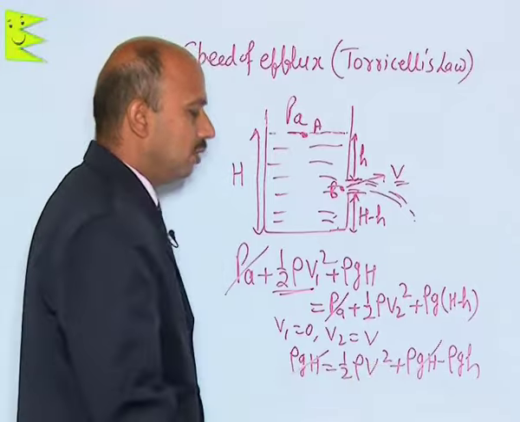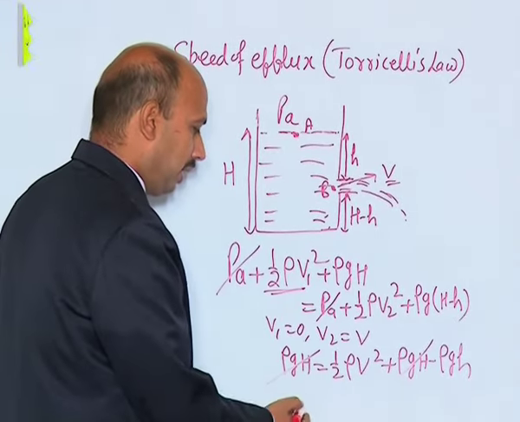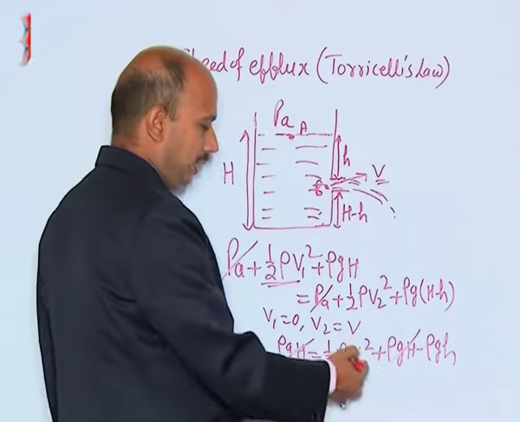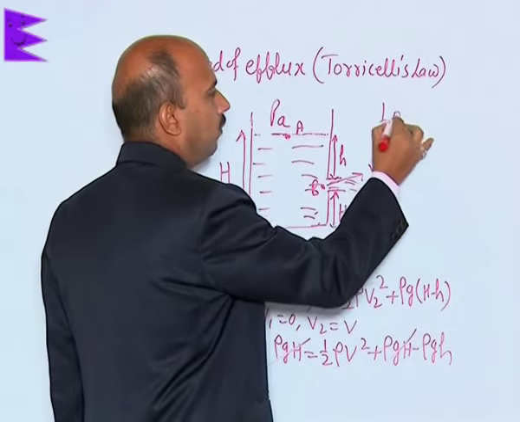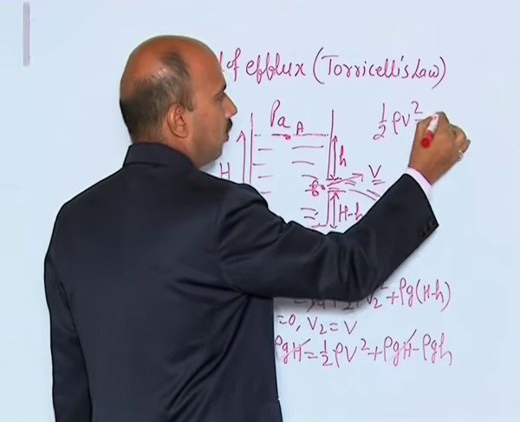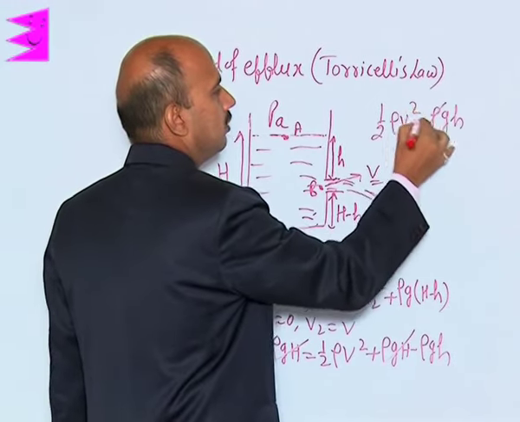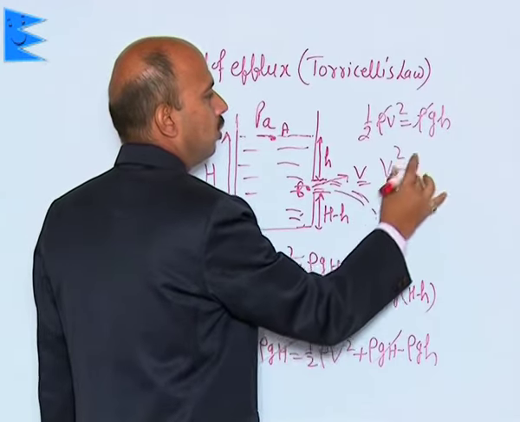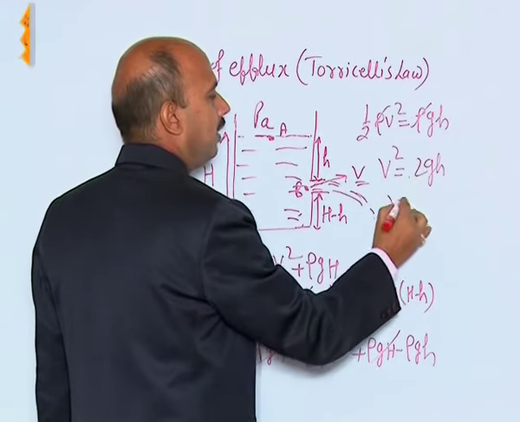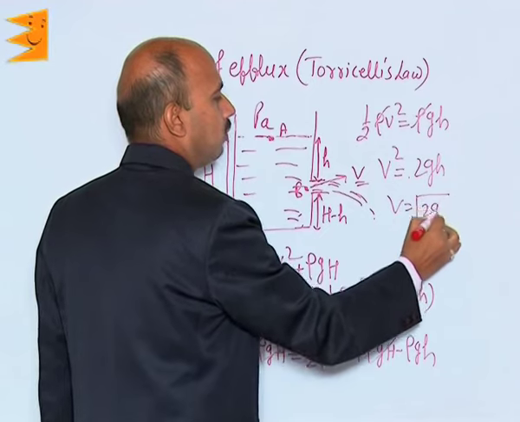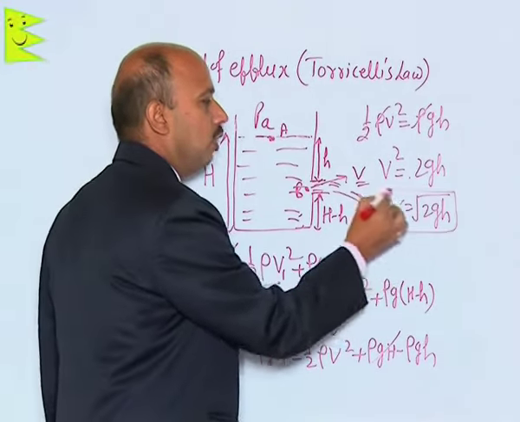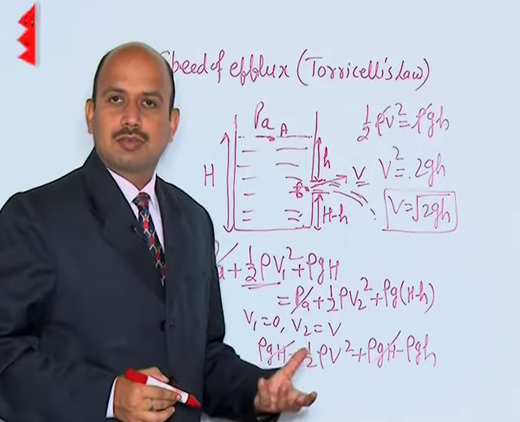This gets cancelled, and now bringing terms to this side, you get half rho v square is equal to rho gh, and rho cancels. So v square is equal to 2gh and v is equal to the square root of 2gh. This is the velocity, or the speed of efflux.